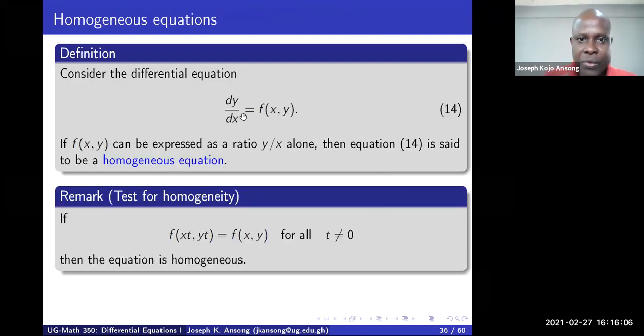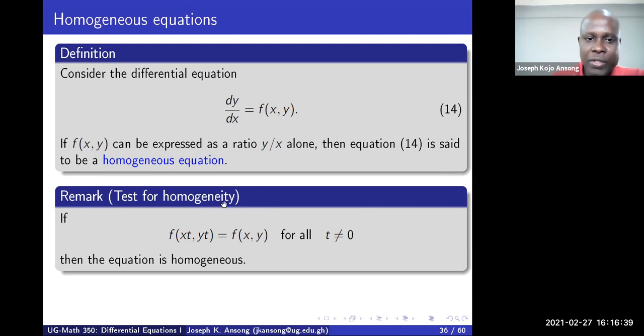So consider a differential equation of the form dy/dx is f(x, y). It's a first order differential equation. If this function can be expressed as a ratio y over x alone, then this equation is said to be a homogeneous equation. In other words, the right-hand side can be expressed as a function of just y over x. If that happens, then we say that this equation is homogeneous.